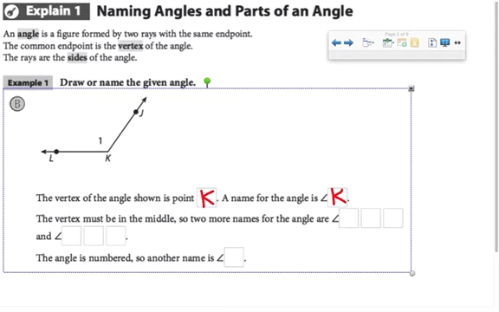The vertex has to be in the middle, so 2 more names for the angle are, and I'm going to put that K down in the middle right out of the gate because I've already said that the vertex must be the letter in the middle. And then it could be LKJ or JKL. It's the exact same angle. Since the angle is numbered, another name for this angle would be angle 1.